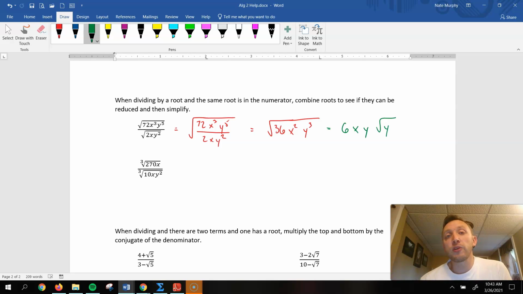So square root of 36 would be 6, square root of x squared would just be x, and the square root of y cubed would be y times the square root of y. And that would be your answer.